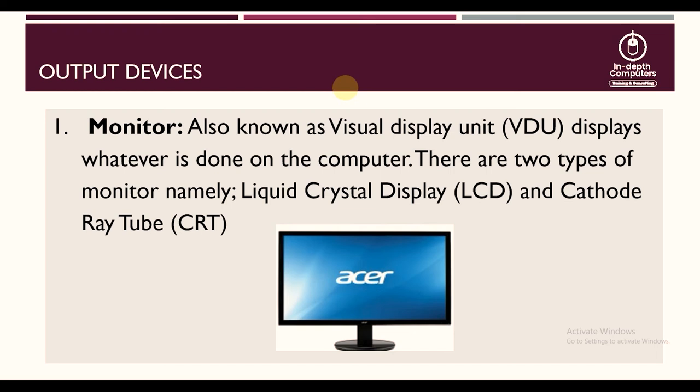Another name for monitor is VDU. VDU means visual display unit. And there are different types of monitor. We have the liquid crystal display, and then we have the cathode ray tube. Those are the types of monitor. That's the LCD or CRT. Now, the CRT is the large kind of monitor, the one we used in those days. Right now, we use LCDs and flat screen monitors. Those are the ones that I refer to as liquid crystal display.